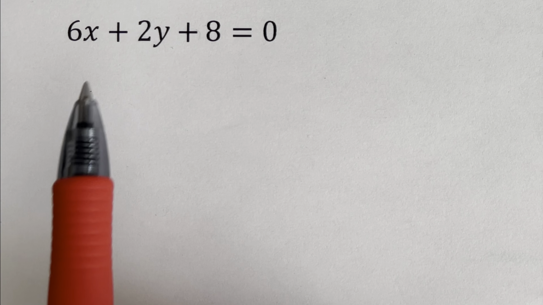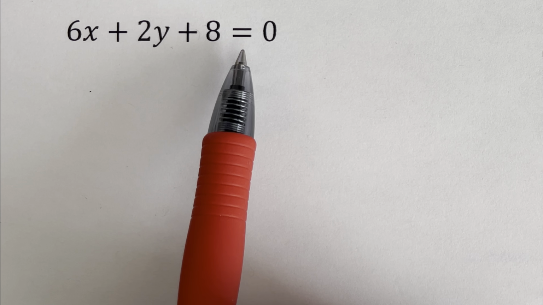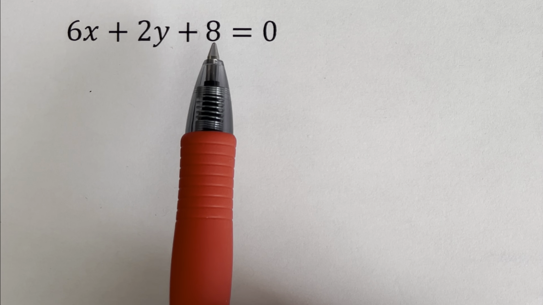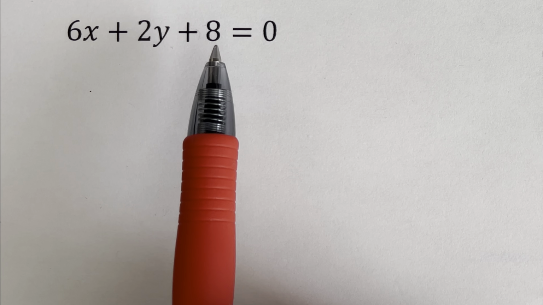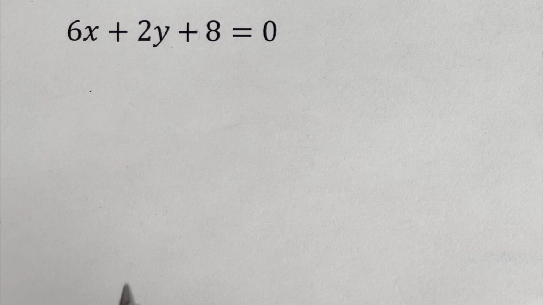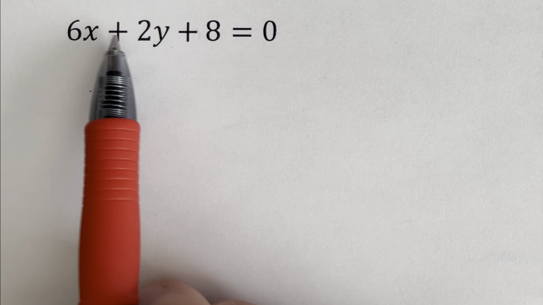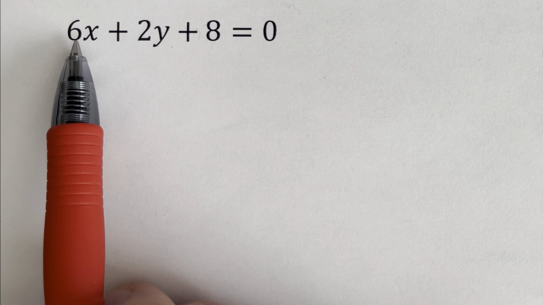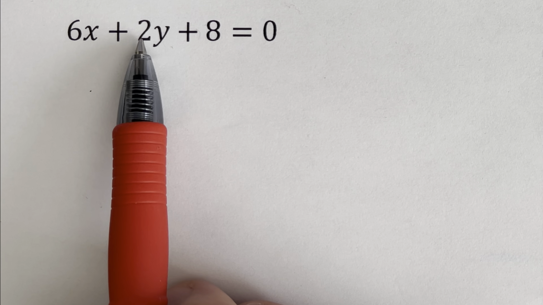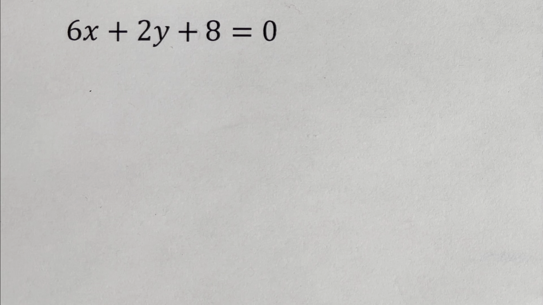So we're given 6x plus 2y plus 8 equals 0. Our target, in order that we can change this to its slope-intercept form or y equals mx plus b form, is to have y by itself on one side of the equation. So as you can see here, this y is surrounded by all of these terms here. So we have a 6x, we have a 2 next to the y, we have an 8. We need to get rid of all these. So in order that we can do that, we're going to take its opposite.